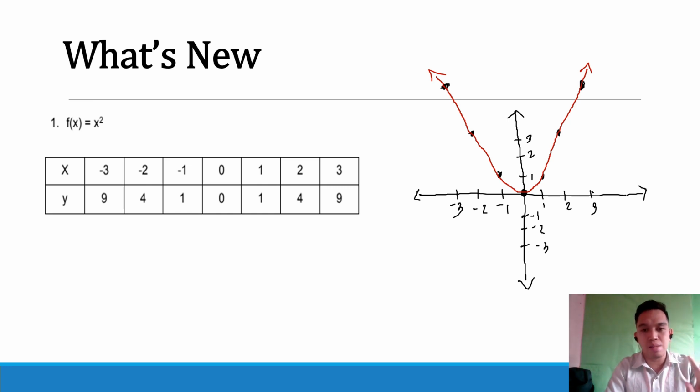Tingnan nyo yung ating end behavior. Diba yung coefficient ay positive, tapos yung degree niya ay even. So, it rises to the left and rises to the right, yung ating end behavior ng ating graph.